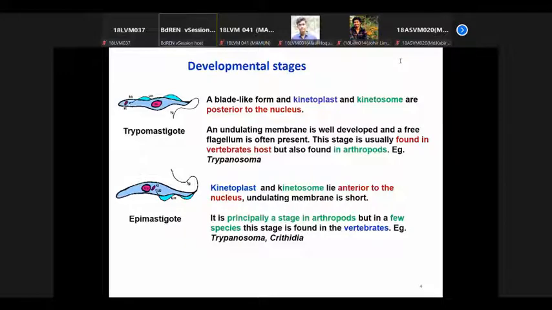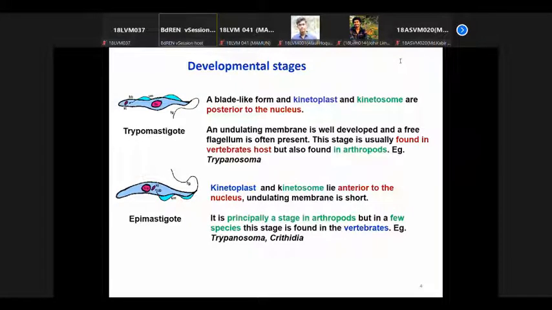Behind the nucleus, the undulating membrane is well developed, the free flagellum is present, and this stage is found in the vertebrate host. Where is trypomastigote found? Vertebrate host. When we discuss the life cycle, you can remember again. It is usually found in vertebrates, but in some cases in arthropods, that is Trypanosoma.